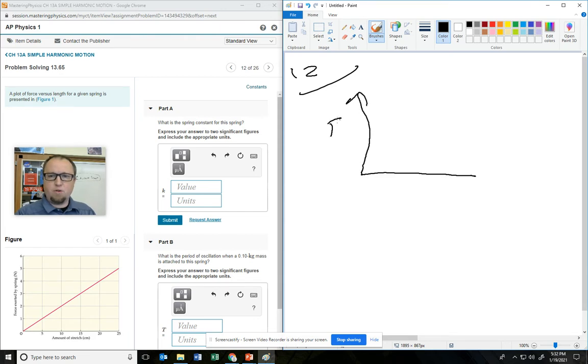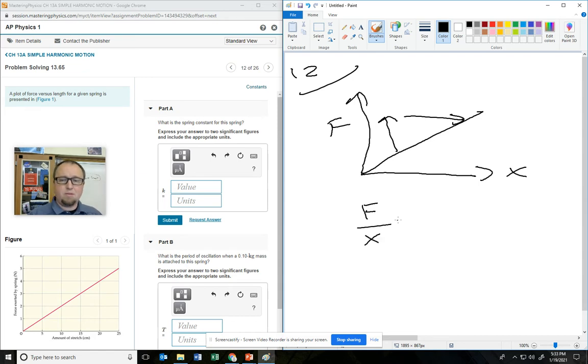If this is force and displacement, the spring constant is rise over run, which is force over displacement, which equals K. Since F equals Kx, if I divide both sides by x, I get F over x. So I get my K, my slope. My slope of this line is K.